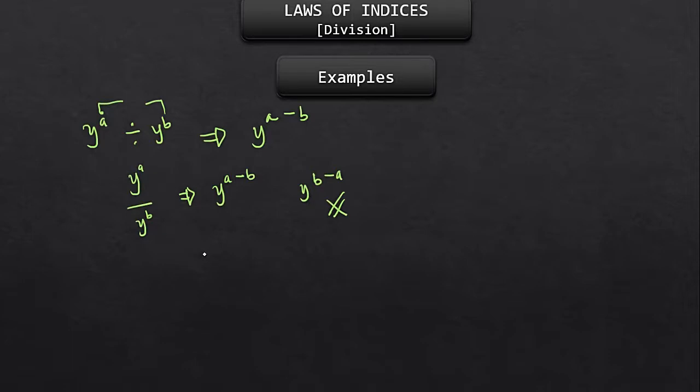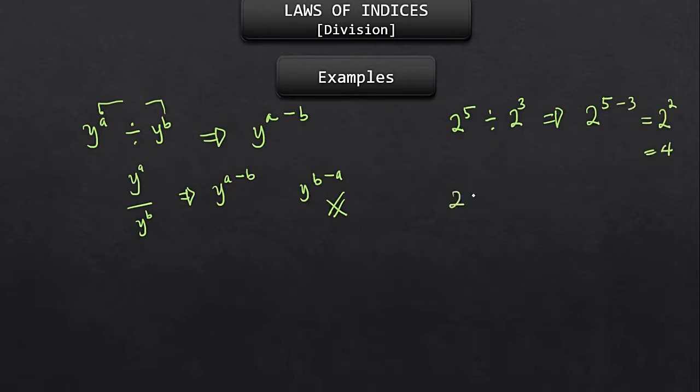Alright, so what if we had something like 2 raised to power 5 divided by 2 raised to power 3? It is the same thing as 2 raised to power 5 minus 3, and that is the same thing as 2 raised to power 2, which is 4.